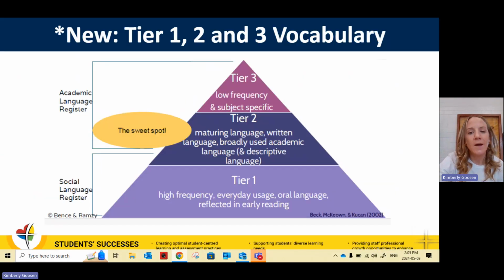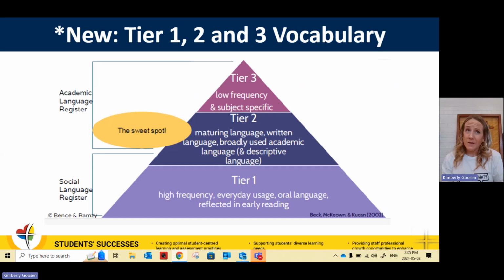The other big hot ticket item that we have had a lot of questions about is tiered vocabulary. So in the curriculum, they talk a lot about teach tier 2 vocabulary, teach tier 3 vocabulary. So just a reminder that your tier 1 vocabulary is that common language.